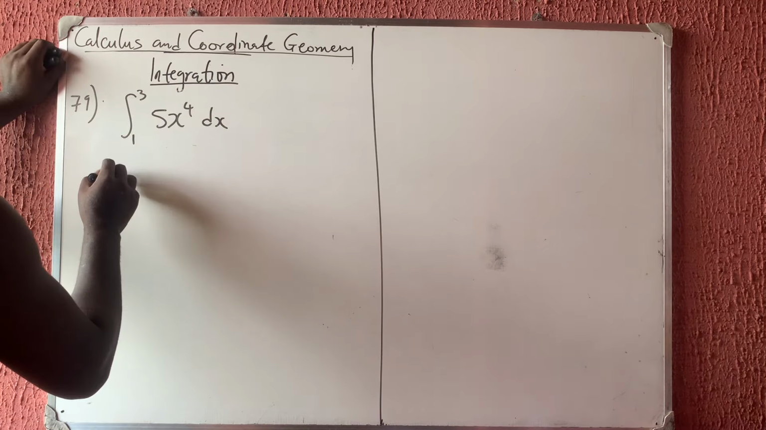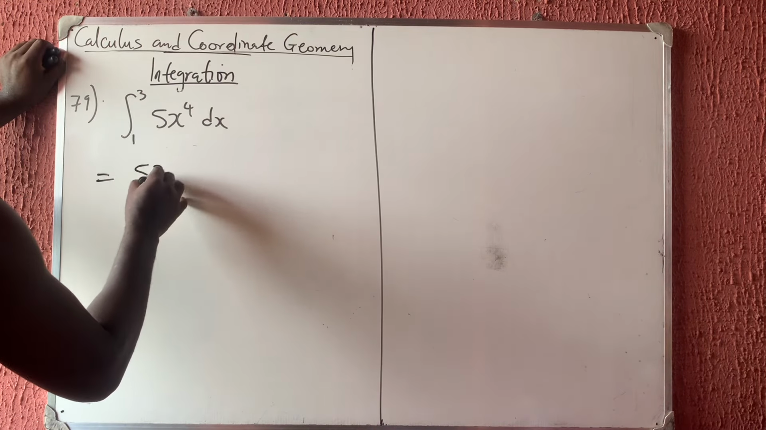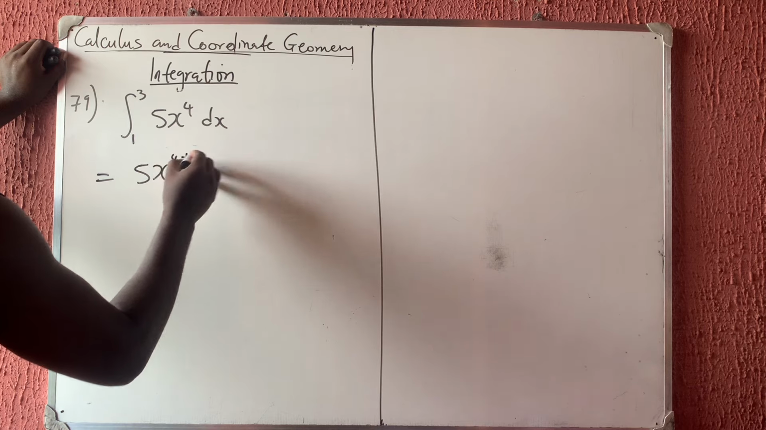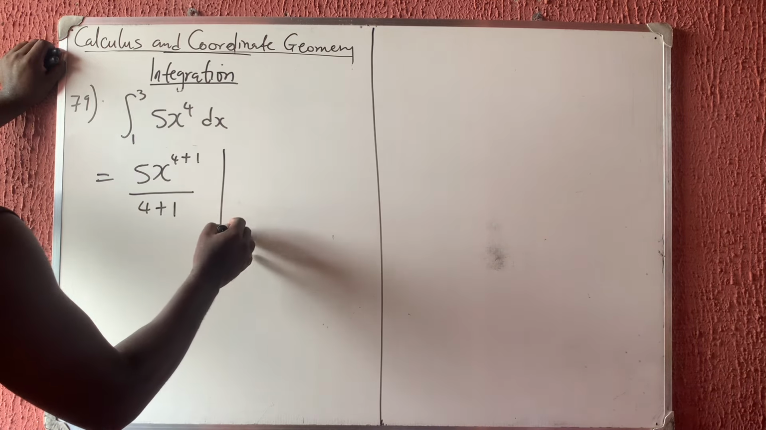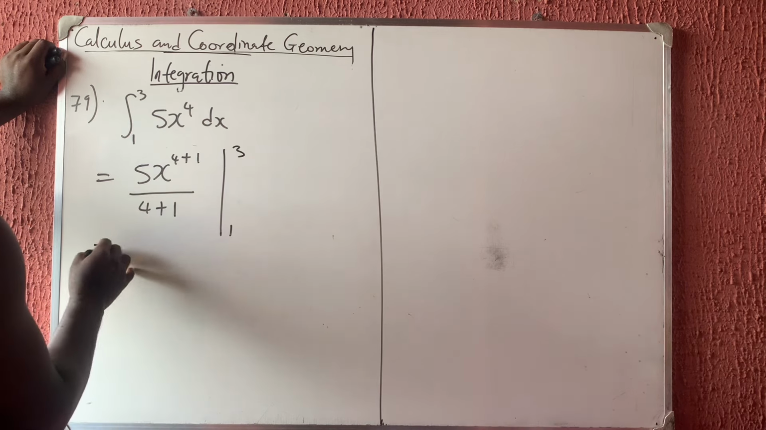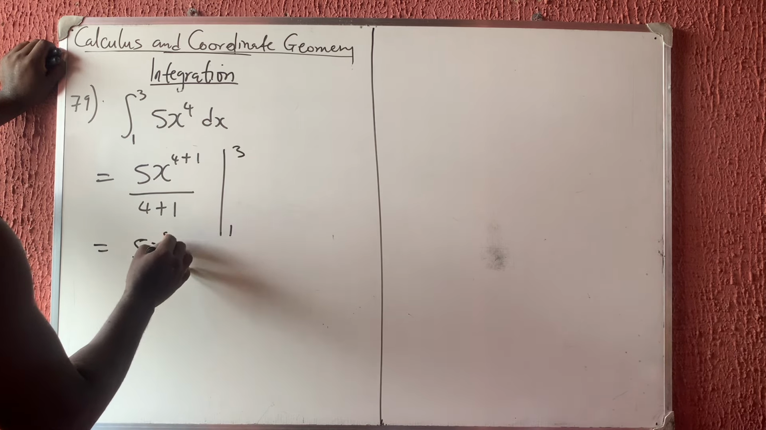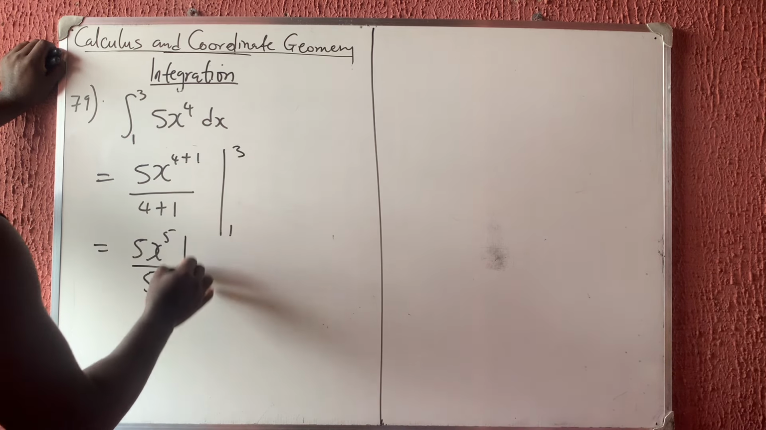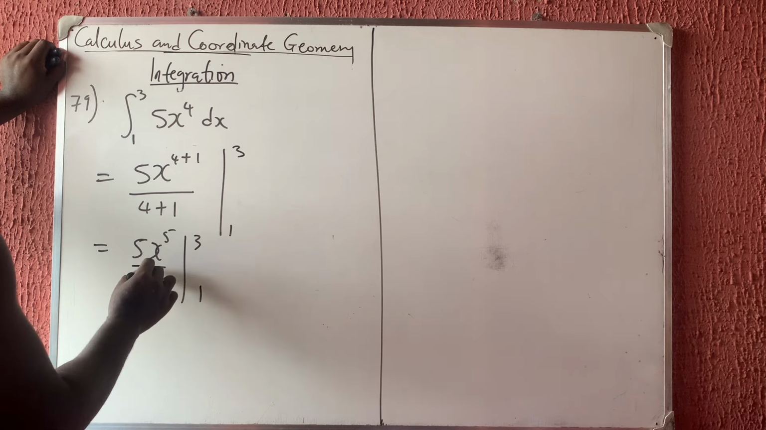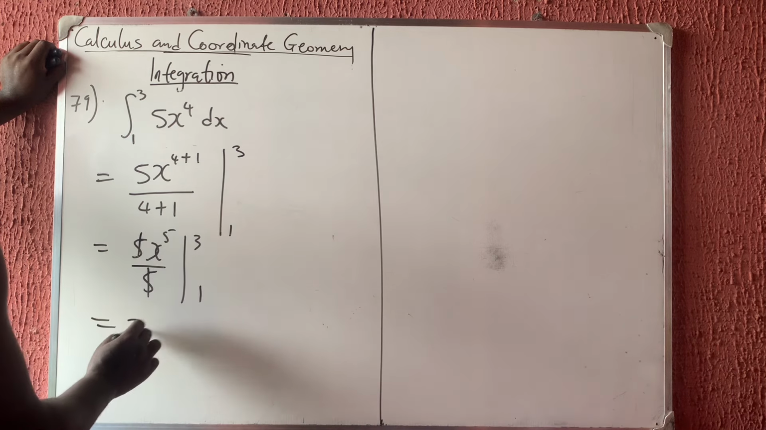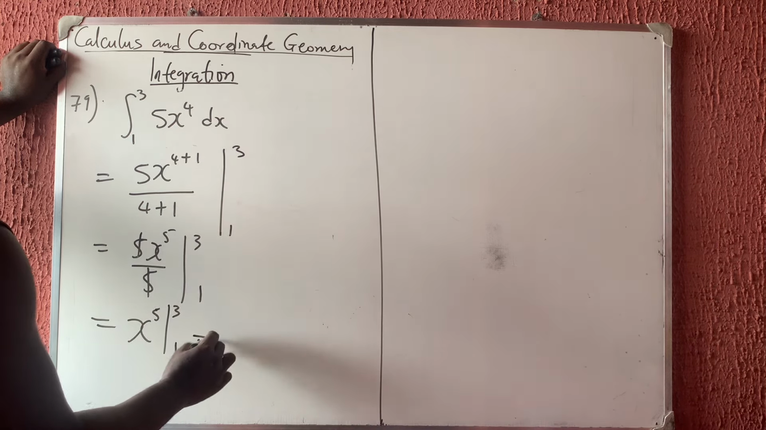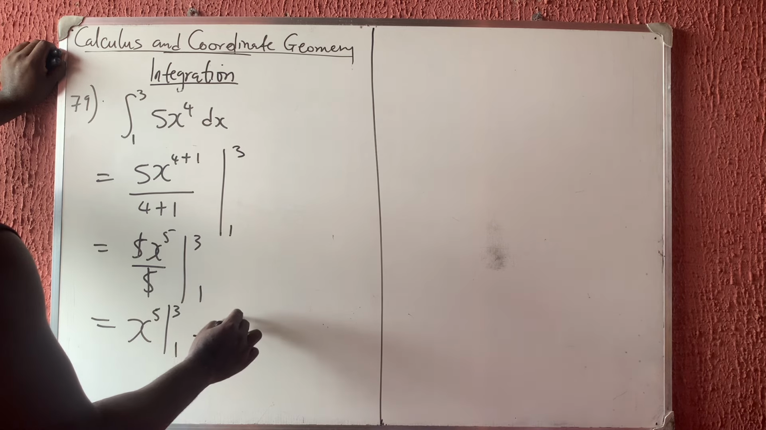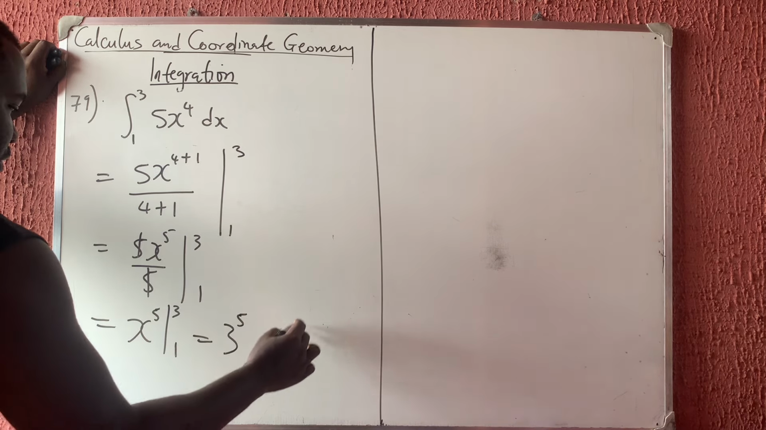So the integration of this is now 5x raised to power 4 plus 1 all over that same 4 plus 1. Then I have a boundary from 1 to 3. So this is what? 5x raised to power 5 over 5, boundary from 1 to 3. This can cancel this. So I have x raised to power 5, boundary from 1 to 3. This boundary means substitute the up first, minus substitute the down.